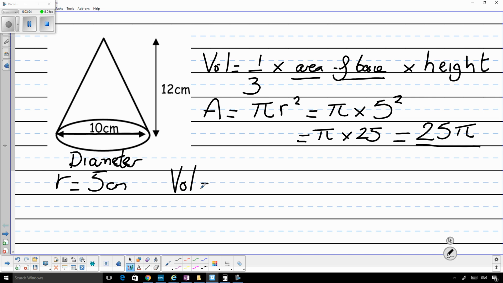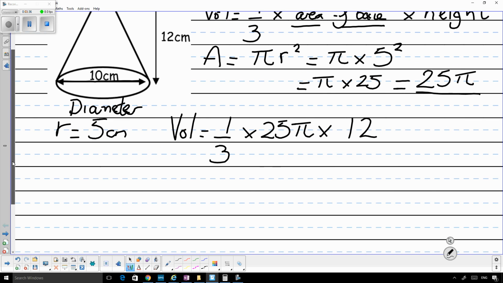The volume equals 1/3 times by the area of the base, which we worked out to be 25 pi, times by the perpendicular height. Given the perpendicular height as 12 centimeters. Okay, so we can just plug that into a calculator if we wished, or we can start to think a little bit more deeply about it, a little bit more cleverer.